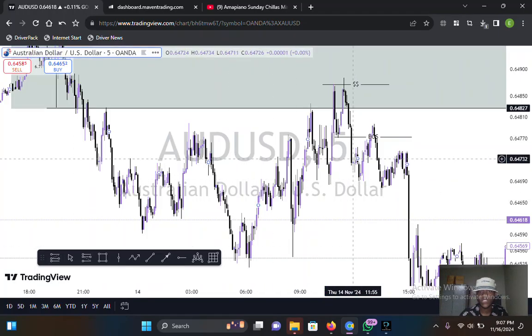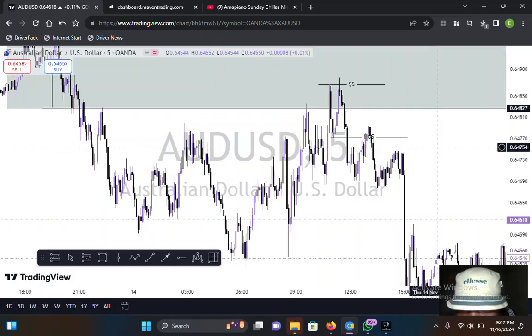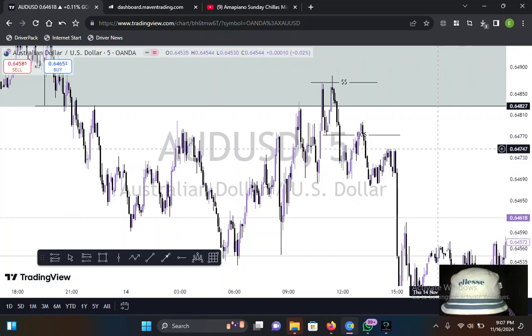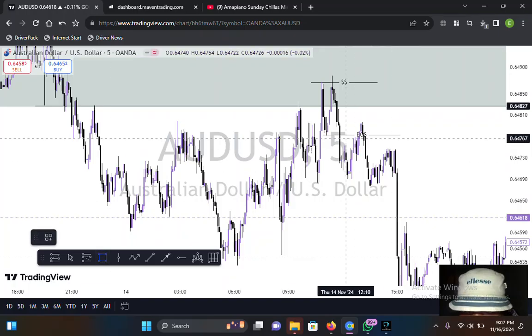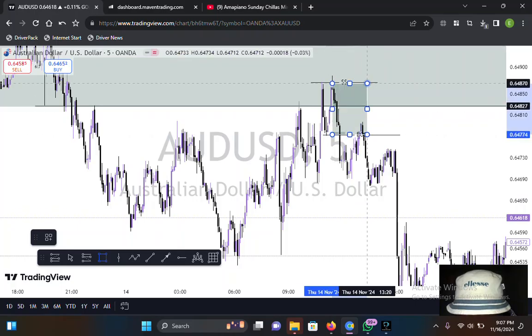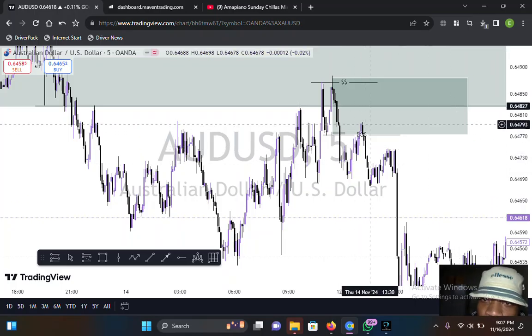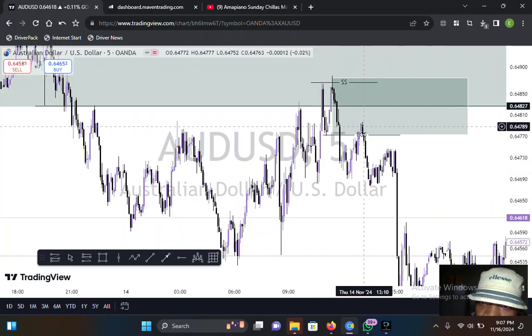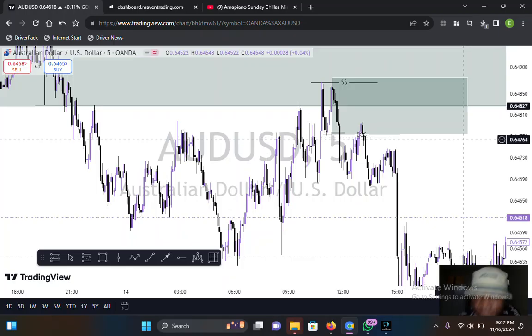So right now we are reading the candlesticks. We broke the structure here. After breaking the structure, we will mark this zone again. This zone will form as our order block again on the lower time frame.